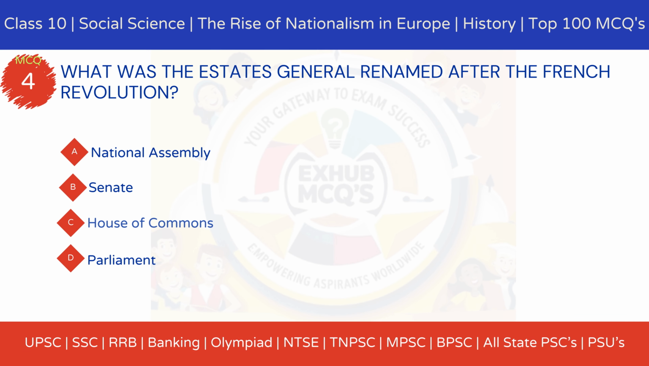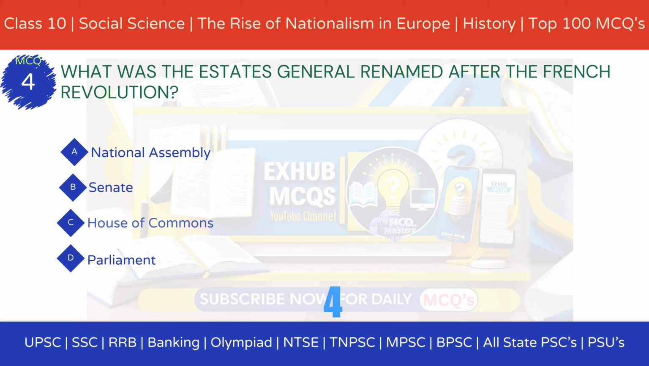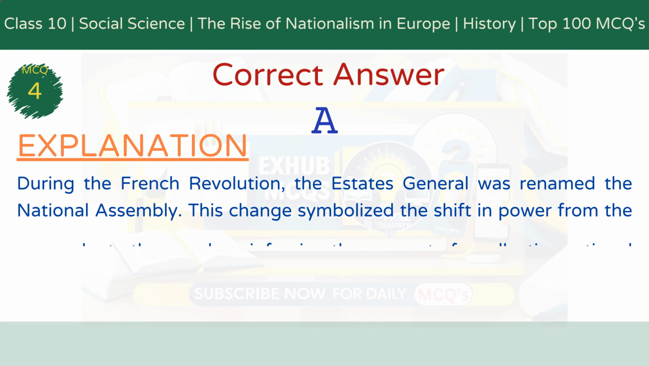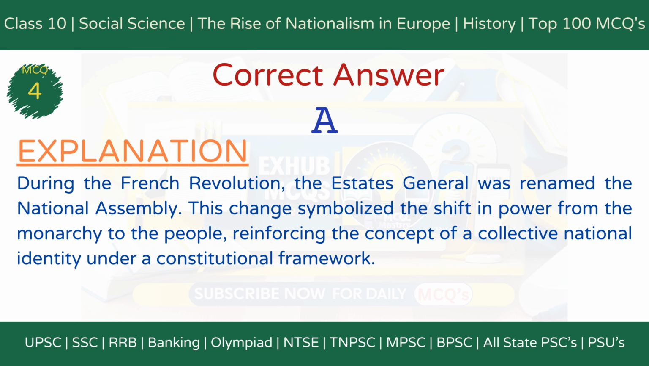MCQ 4. What was the Estates General renamed after the French Revolution? Option A, National Assembly. Option B, Senate. Option C, House of Commons. Option D, Parliament. The correct answer is option A, National Assembly.